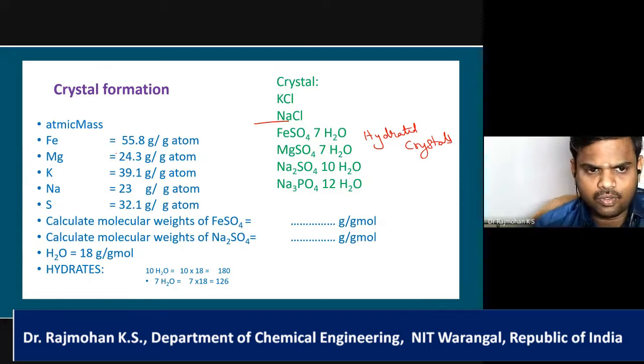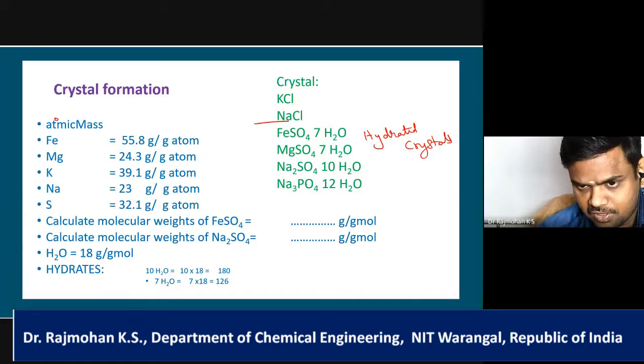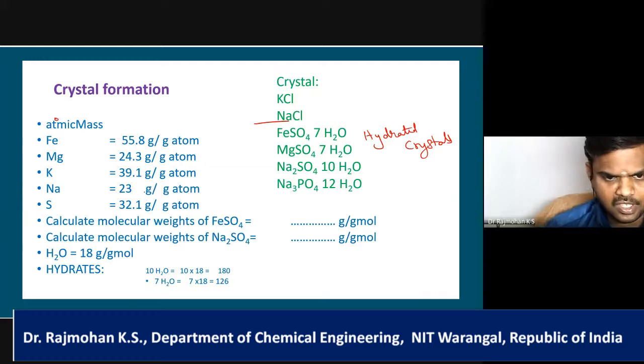Okay, so if you recall, what is the atomic mass of iron? It is 55.8. This we should know. Even if you cannot remember this, at least we should know these atomic masses, so that we will be able to calculate the molecular weight of these compounds. Iron has 55.8 gram per gram atom, magnesium 24.3 gram per gram atom, potassium 29.1, sodium 23, sulfur 32.1. So these are mainly used in this problem.